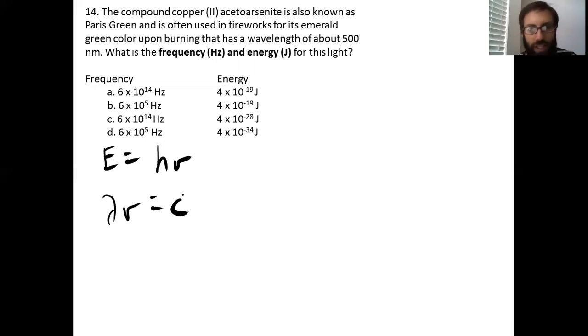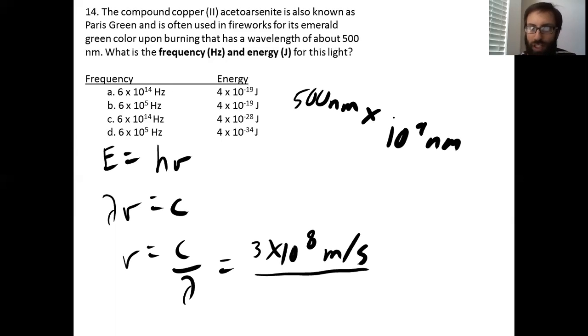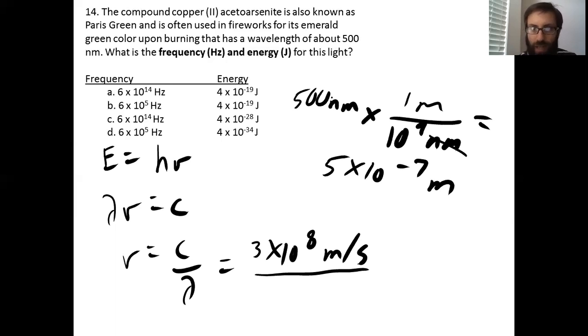h is Planck's constant given to us. c is the speed of light given to us. Lambda is the wavelength. That's all we have is wavelength. And first, we want frequency. So nu equals c divided by lambda, dividing both sides by lambda. c is given to us as about 3 times 10 to the 8th meters per second, divided by 500 nanometers. 500 nanometers, we're going to have to convert into meters such that our units cancel. And so that's going to equal 5 times 10 to the minus 7th meters.